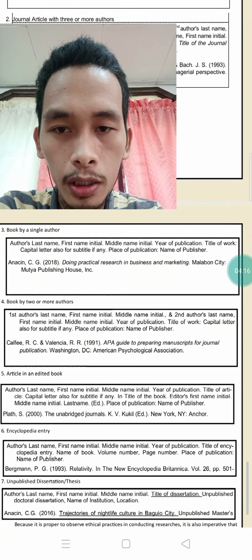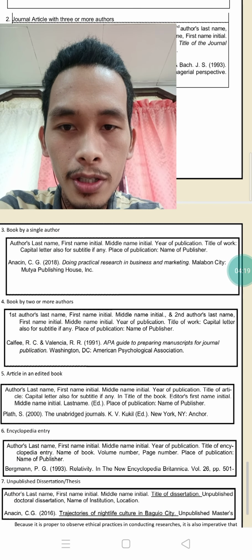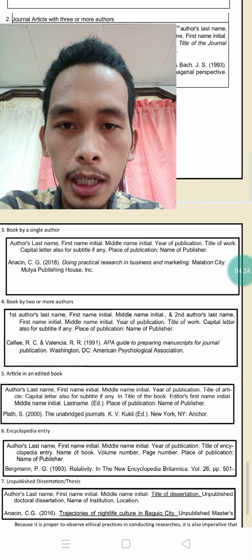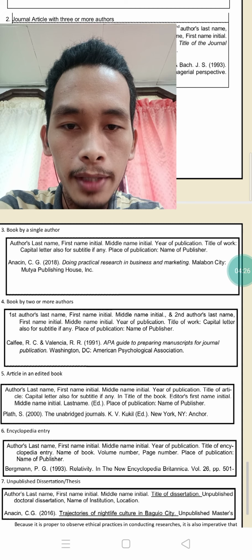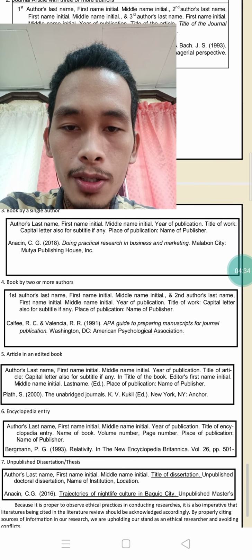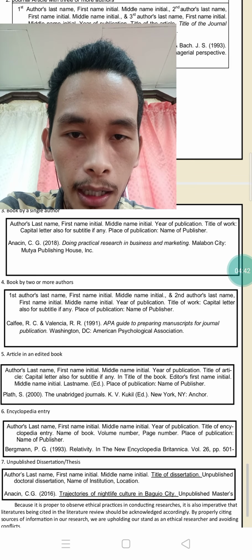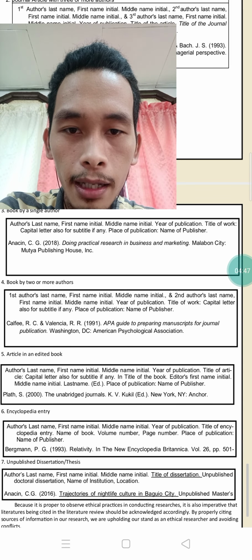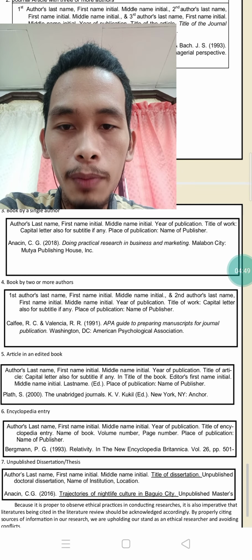However, for book, diba? For a book by a single author: author's last name, first name initial, middle name initial, year of publication, title of work, capital letter also for subtitle if any, and place of publication, name of publisher. So example, Anasin CG, 2018, and take note that you have to italicize the title of the book, Doing Practical Research in Business and Marketing. Malabon City, colon, Malabon City is the place of publication, then colon, and the name of publisher, Mutia Publishing House Incorporated.